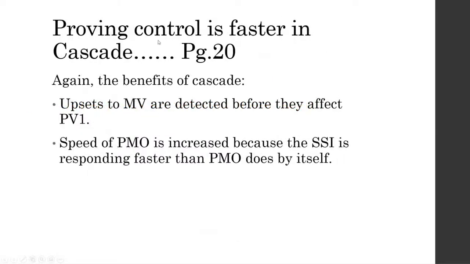Okay, so how do we prove that Cascade Control is faster? Again, the benefits of Cascade: upsets to the manipulated variable are detected before they affect the primary variable, and the speed of the primary is increased because the secondary is responding faster than the primary can by itself. The next bunch of slides, let me have a quick look here. I think there's a ton of them. From page 21, let's just look at this.